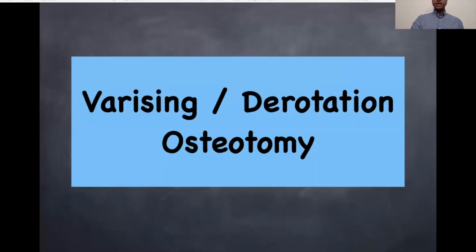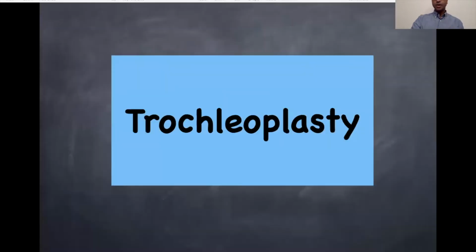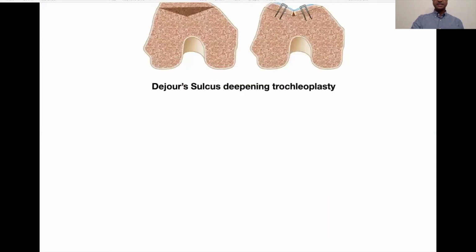Now, sometimes if there is significant varus or valgus deformity or excessive anteversion of the femur, one has to consider derotation osteotomy. This is a highly specialized operation and needs to be done in specialized centers. Trochleoplasty, I think, is a really useful operation to deal with patellar instability related to trochlear dysplasia.